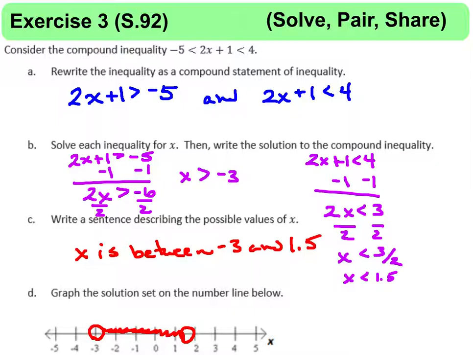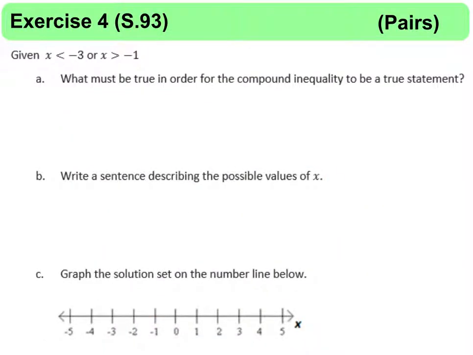Again, most of these have been done in a solve, pair, share. The students are working together with a partner in class to come up with these answers, and the teacher is generally moving around, helping students as need be, and answering individual questions. If we look at exercise number 4, you notice the inclusion here of the word or. So x is less than -3, or x is greater than -1. What must be true in order for the compound inequality to be true?